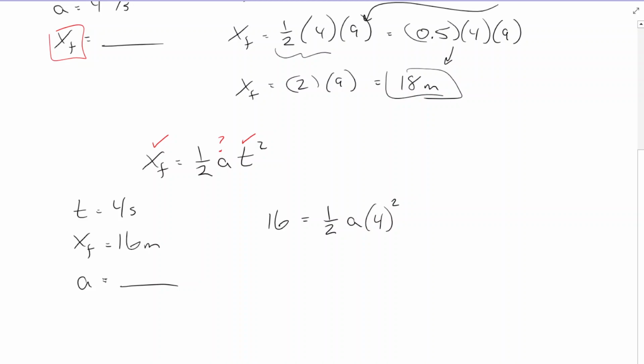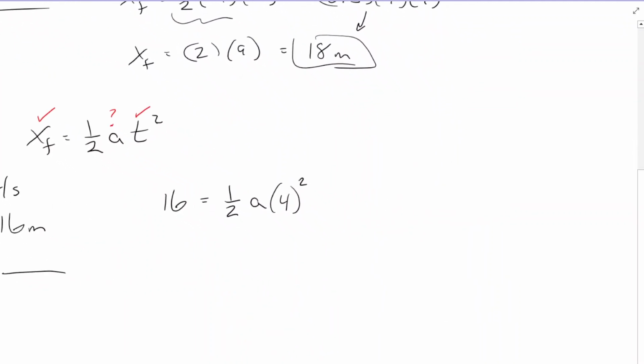I could multiply by 2, and then divide by 4 squared and get a. I can divide by 4 squared, then multiply by 2, or divide by 1/2. All these steps, it doesn't actually matter which way we approach it. In fact, I'm going to approach it 3 different ways.